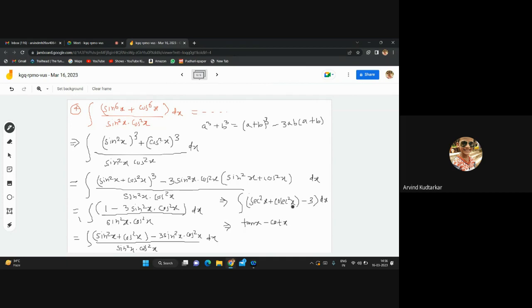Alright? So integration of cosec square क्या होता है? Minus cot x. And minus 3 into integration of dx क्या होगा? X होता है, मतलब minus 3x. And which one is the correct solution? Tan x minus cot x minus 3x plus c is the final solution.